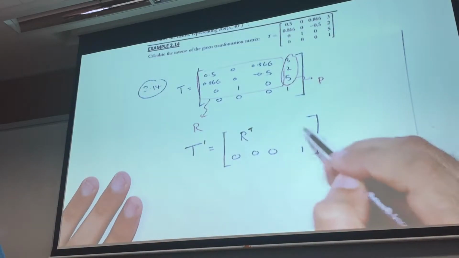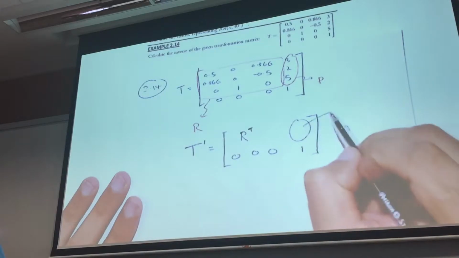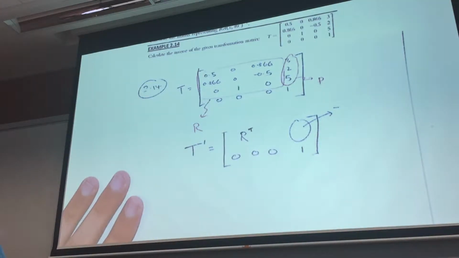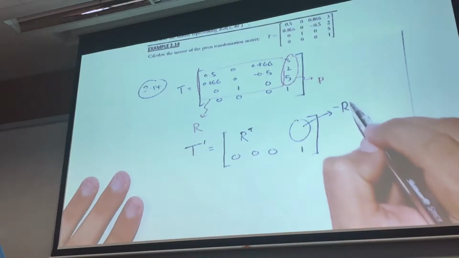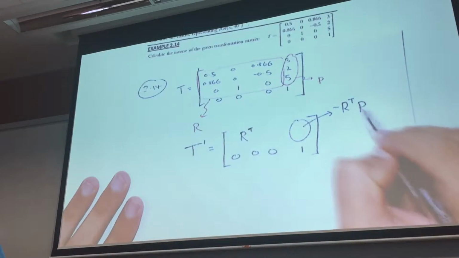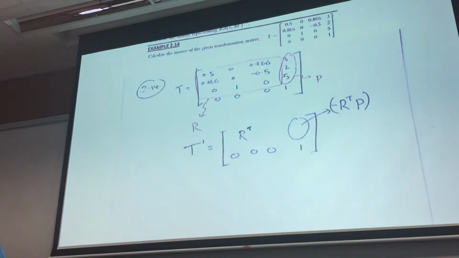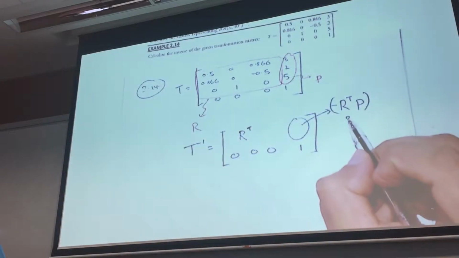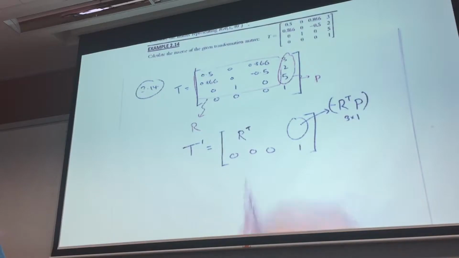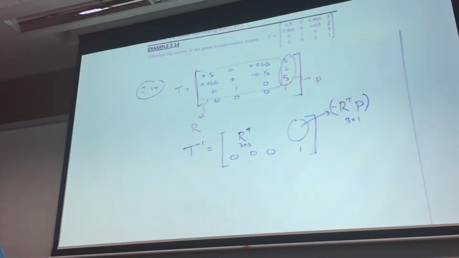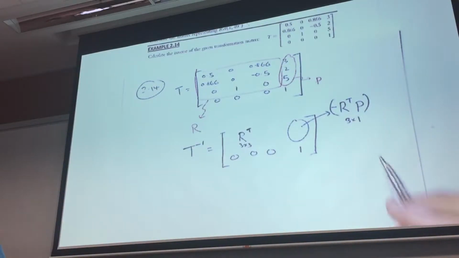What happens to this portion? This portion is, first of all, there will be a negative, right? Because it's going in the opposite direction of the two frames. Then you will do an R transpose, then you multiply with this P. Right? This entire value will go in here. This will be a 3 by 1 column vector. It is 3 by 3. Okay, this is how you find the inverse.